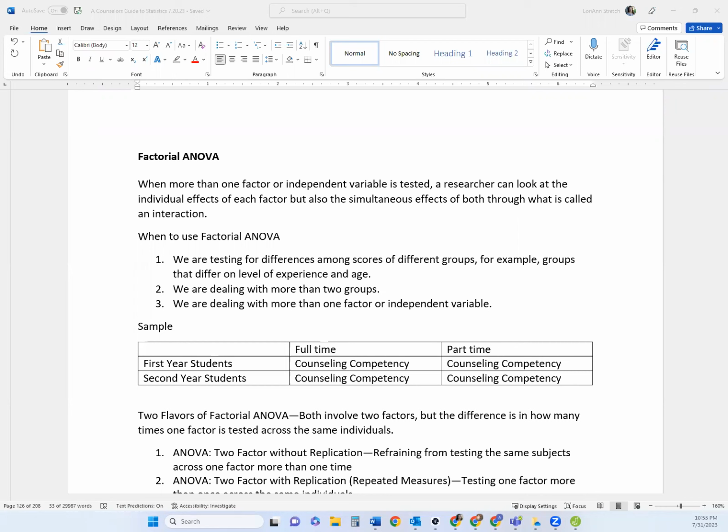one independent variable. For example, I could look at first-year students and second-year students and compare those students who are full-time and part-time. So I'm now looking at the interaction of these independent variables, not just each independent variable independently. And that's where the power of the factorial ANOVA comes in, because I can look at the interaction. We'll talk more about that in a second.